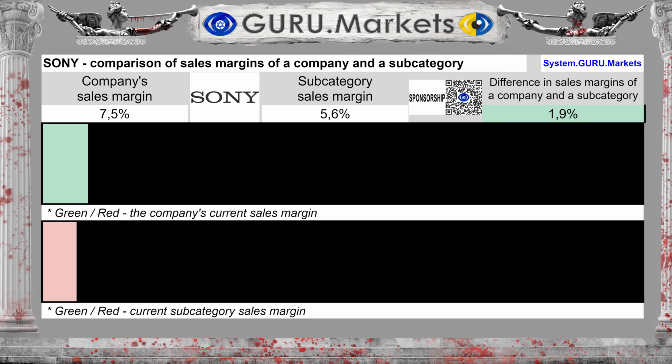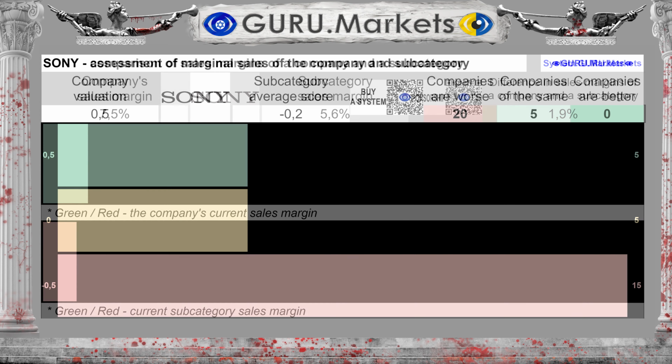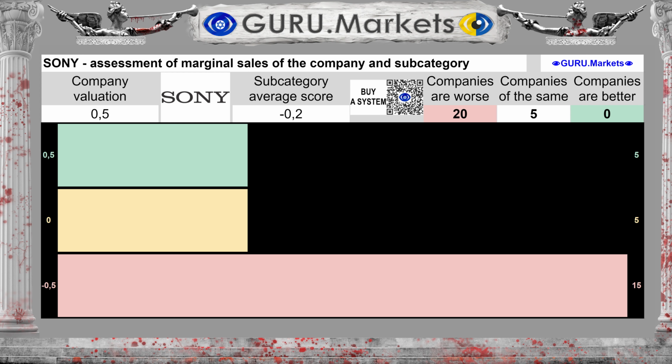The sales margin is 7.5%, with an average in the subcategory of 5.6%. The difference between the subcategory average and the company's performance is 1.8%. Assessment of sales margins in comparison with the indicators of companies in the subcategory: Good, 0.5 points.